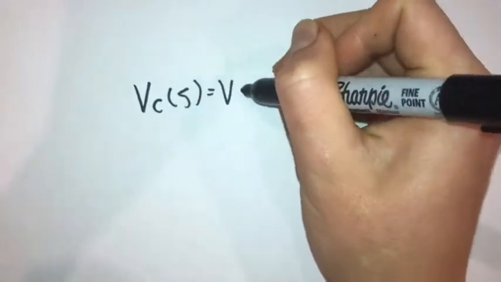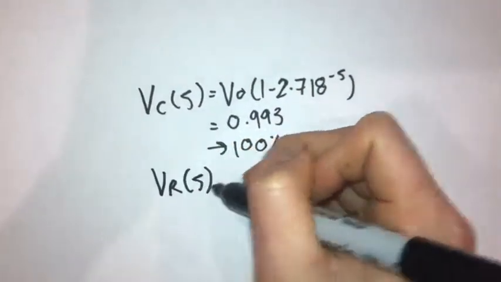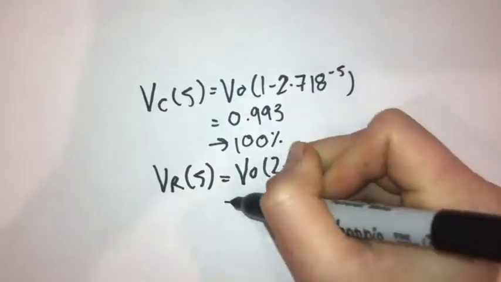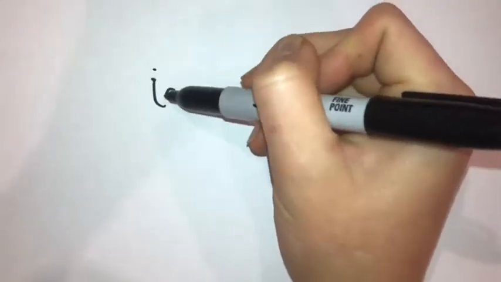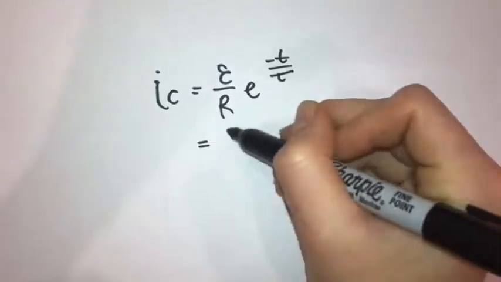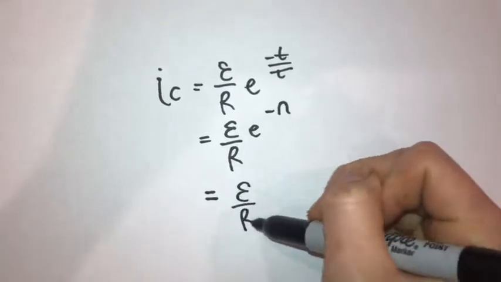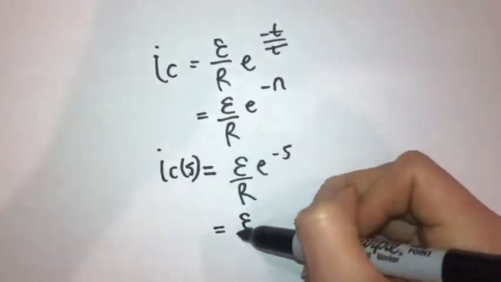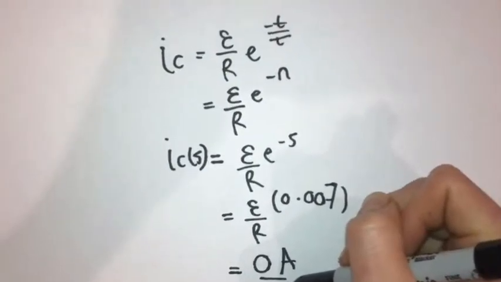After 5 time constants have passed, the voltage across the capacitor will essentially be equal to the source voltage, and the voltage across the resistor will be 0. Current across the capacitor in a series circuit at any time is given by the equation. Again, we can also see that after 5 time constants, current no longer flows in the circuit.